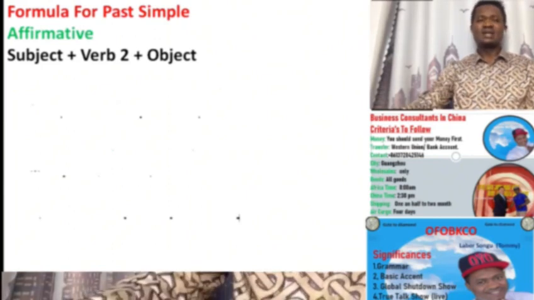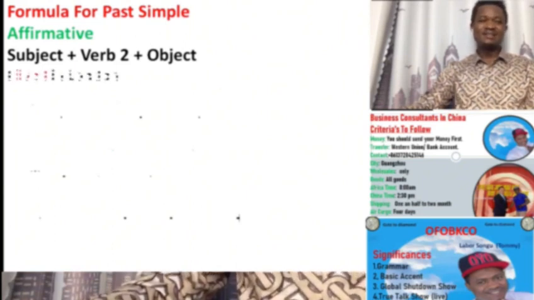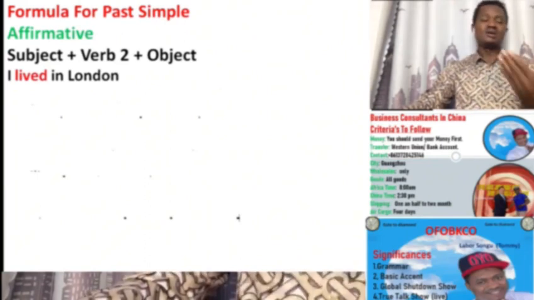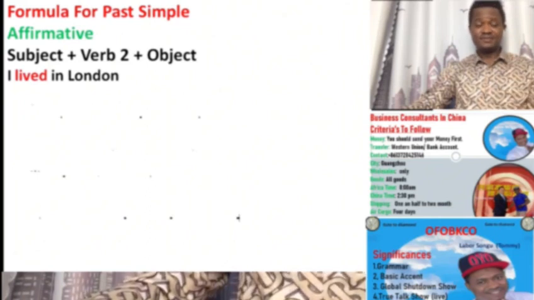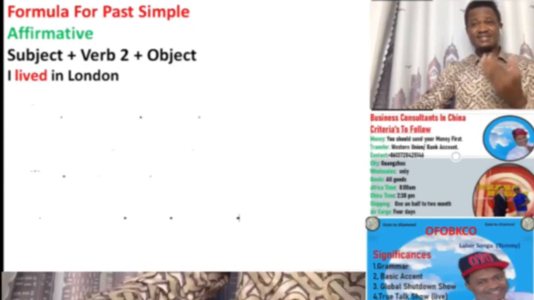Let's do a little example for you to see. The example gonna be: I live in London. So I is the subject. The V2 verb there is live. In London, that is the object. So this is the simple formula for past simple in the affirmative form.